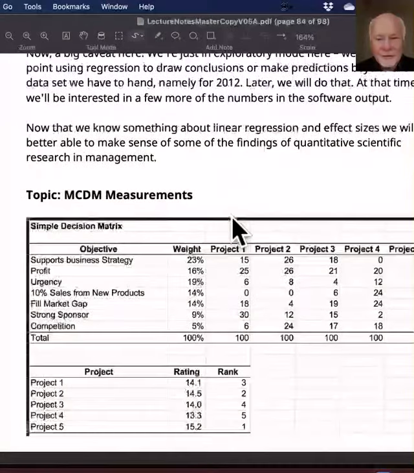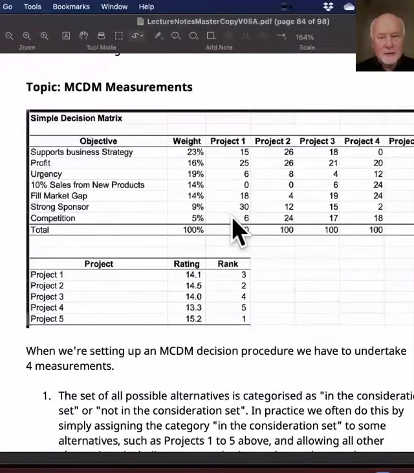All right, so I'm going to change the subject now. Any other questions on regression?